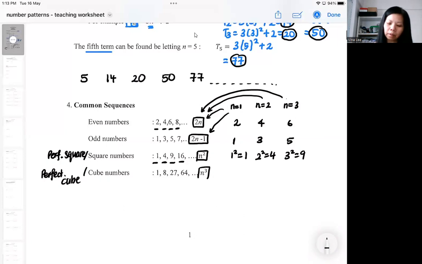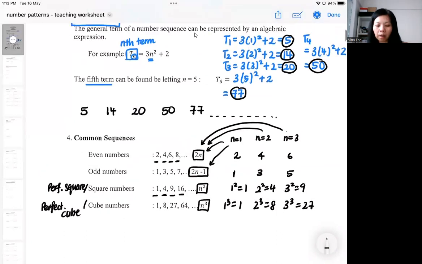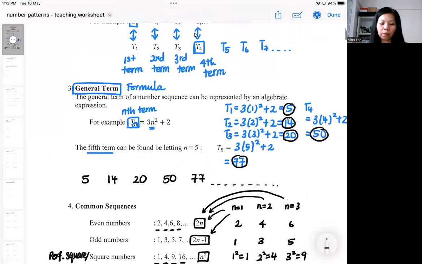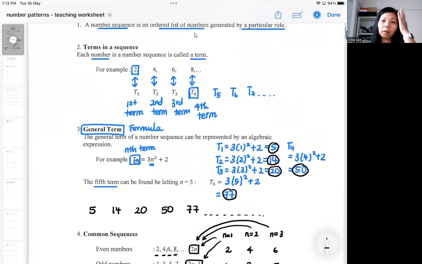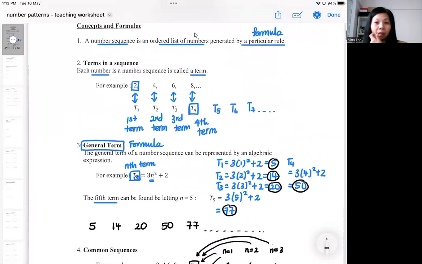So that is the general term. Which means if you put n equal to 1, you get 1 cube, you get 2 cube, you get 3 cube. So that's how we generate out. At this moment, you should realize that there is a formula that can generate out a lot of numbers. And the numbers that they generate out is called a number pattern.